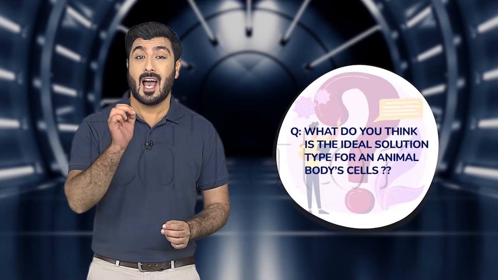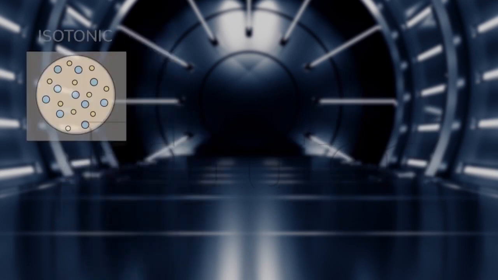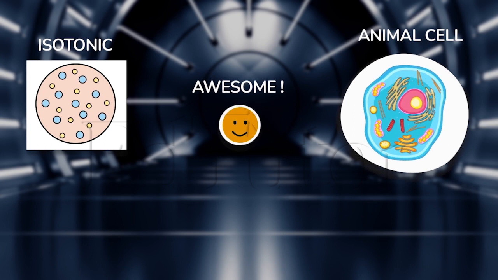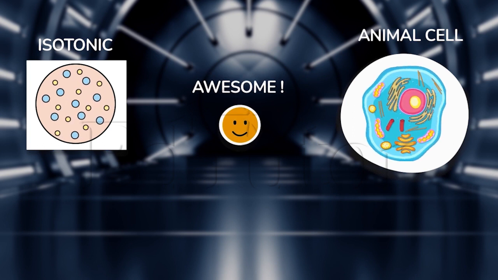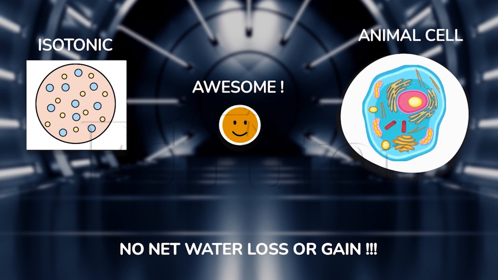What do you think is the ideal solution type for an animal body cell? Yes, it's the isotonic solution. And this is because in an isotonic environment, there won't be any net water lost or gained by the cells.